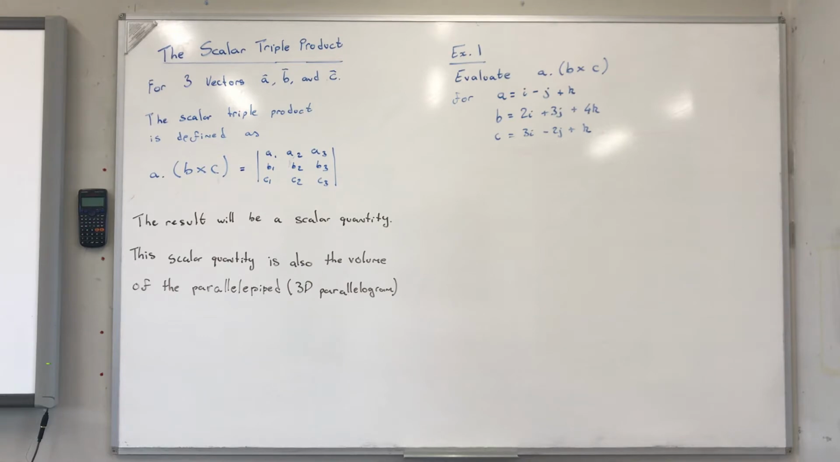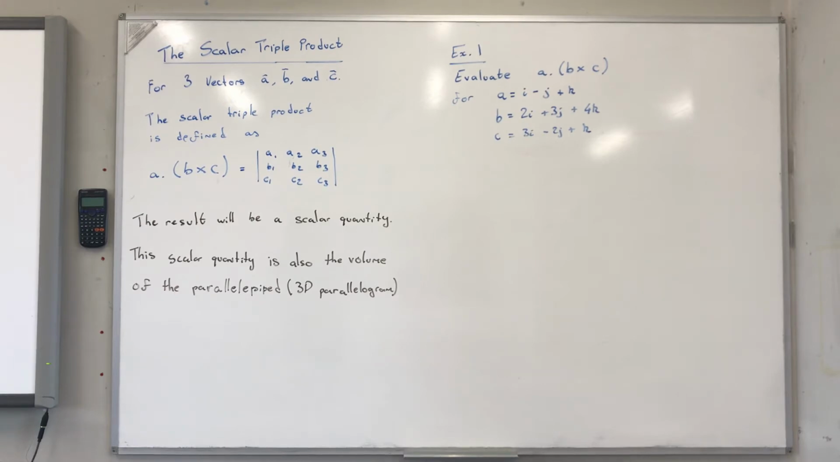Okay? So the first thing to realise is that instead of i, j, k in the top of the matrix, we've got a1, a2 and a3, which means they are going to be scalar quantities, which means that instead of getting a vector, I'm going to get a scalar quantity when I calculate this. So I should end up with a number at the end.